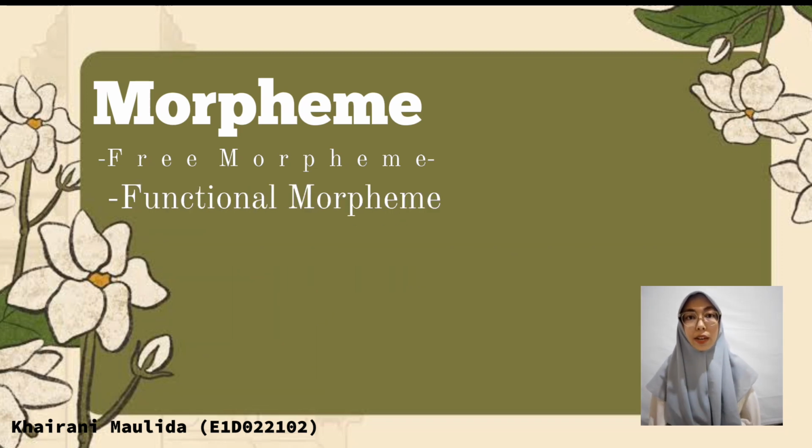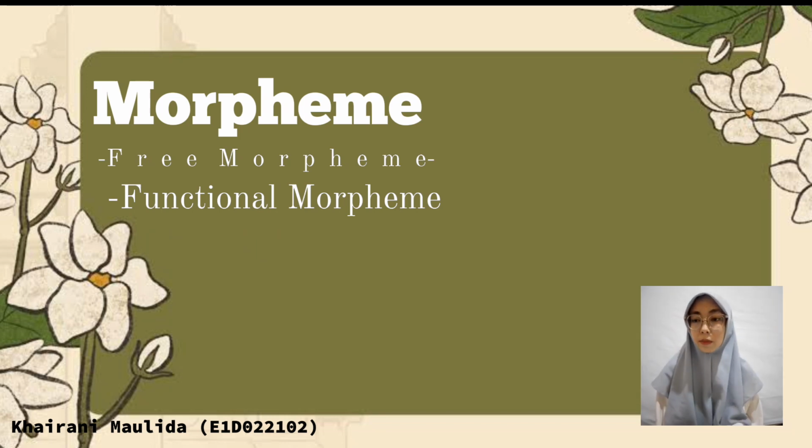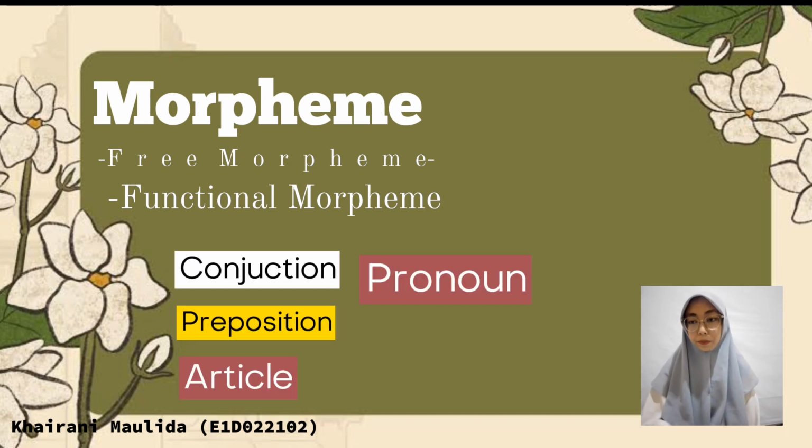The next is functional morpheme. Functional morpheme is considered a closed class of words due to their stability and the infrequent introduction of new members into this group. The examples of functional morpheme are conjunction, preposition, articles, and pronoun.